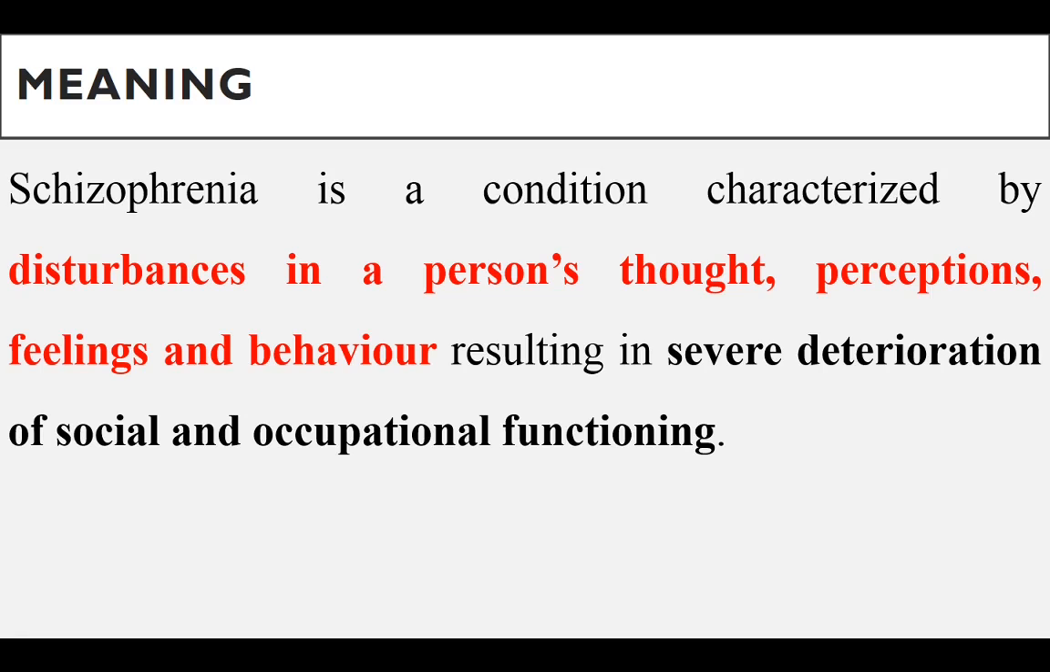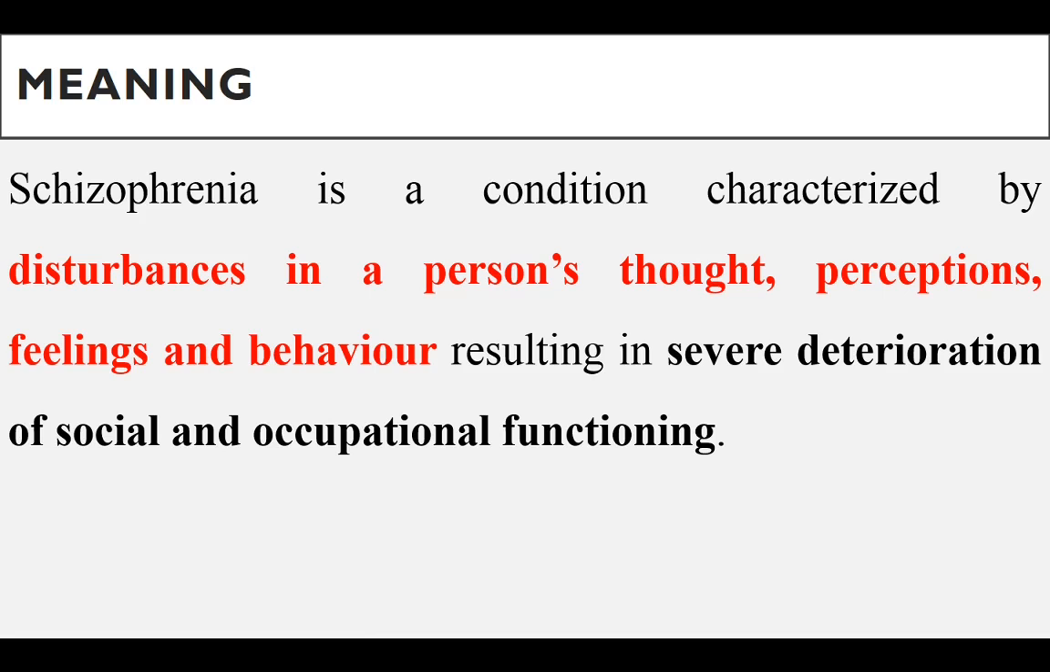Now, another one. The severe deterioration of social and occupational functioning. Please remember another thing. Always remember what is health, what is mental health. Keep this concept very clear with you. The same health-wellness, health-illness continuum, we apply in mental illness. So we call it a mental illness only when there are disturbances that result in severe deterioration in social and occupational functioning. That's why ICD, the classification we've discussed, gives specific criteria to say that a person has mental illness.